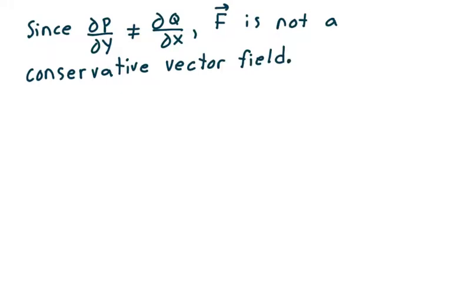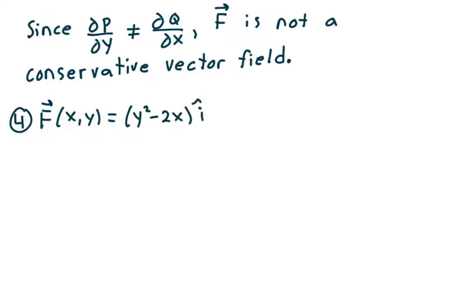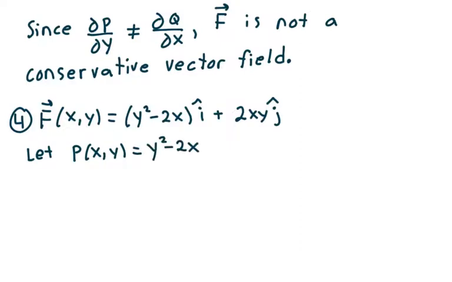If we take a look at problem number 4, suppose F of x, y is y squared minus 2x, this quantity times i, plus 2xy j. So I'm going to let P of x, y equal y squared minus 2x, so essentially the first component. And I'm going to let Q of x, y equal 2xy.